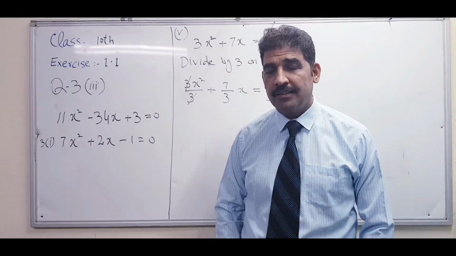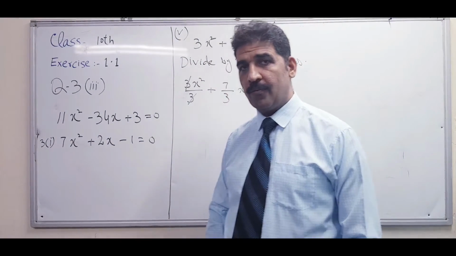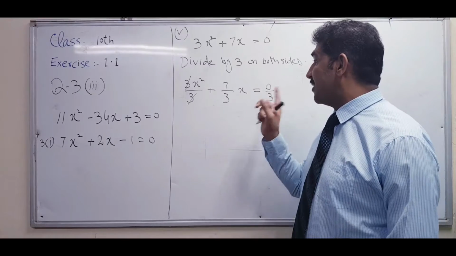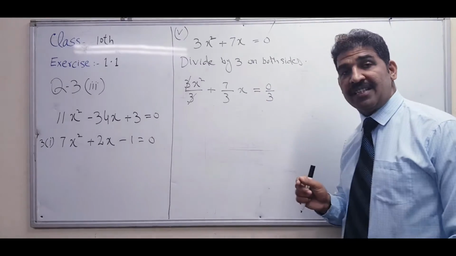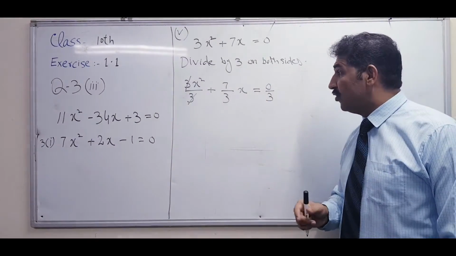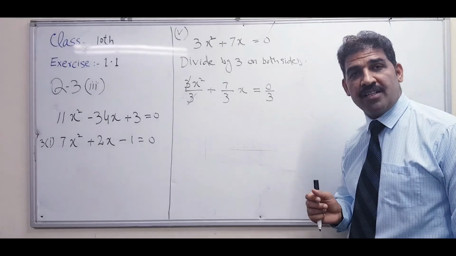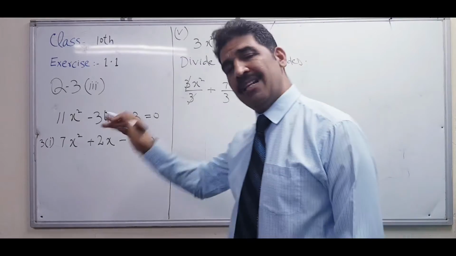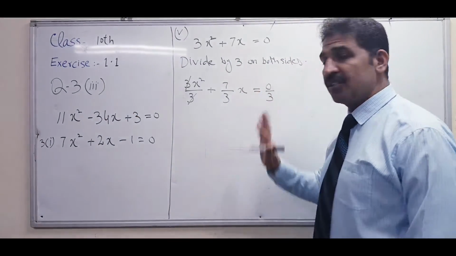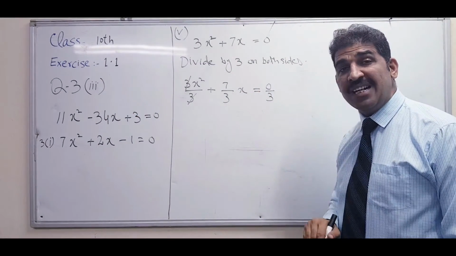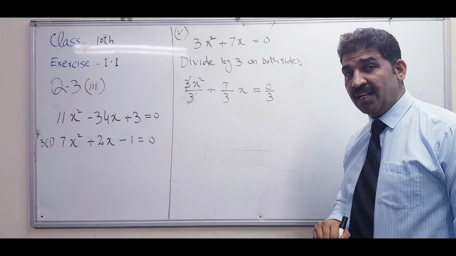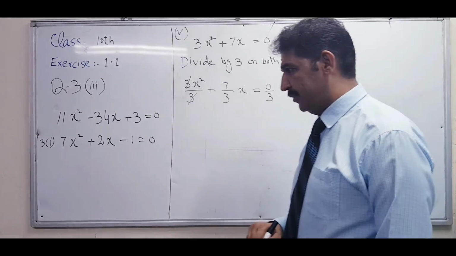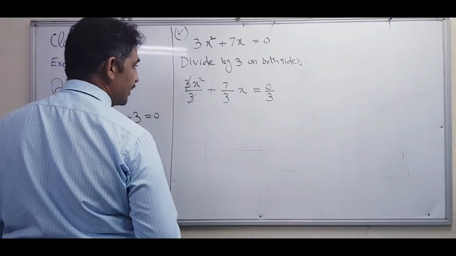Yes, second step. Good. The second step is that shift the constant term to the other side. But what will we do here, because there is no constant term. So skip the second step, because the second step is solved. So now we will go on to the third step. What is the third step?